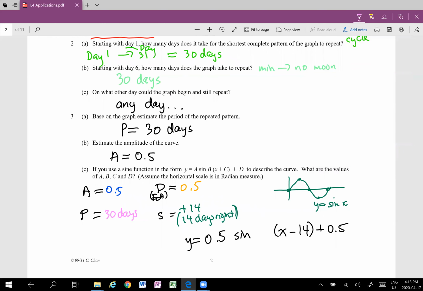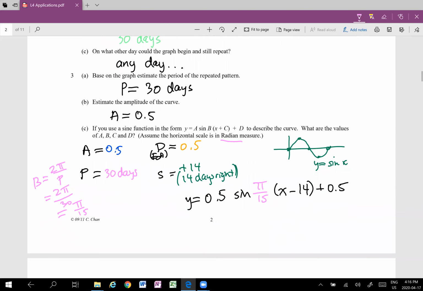And the B value, since it's saying it's actually in radian measure, we're going to do 2 pi divided by the period, or in this case, 2 pi divided by 30, which equals pi over 15. So notice our B value is this, and that's the equation that we're going to be using. So hopefully that helped.